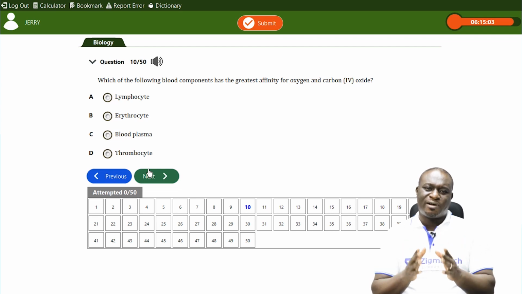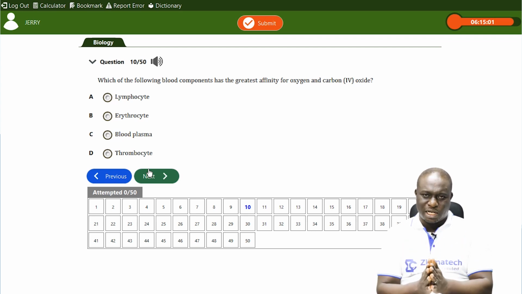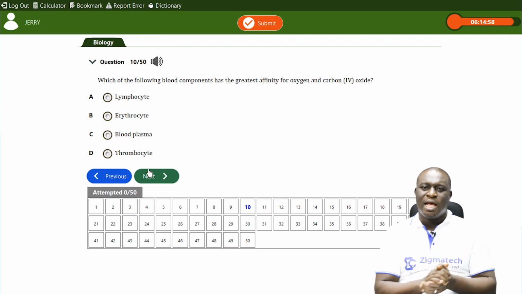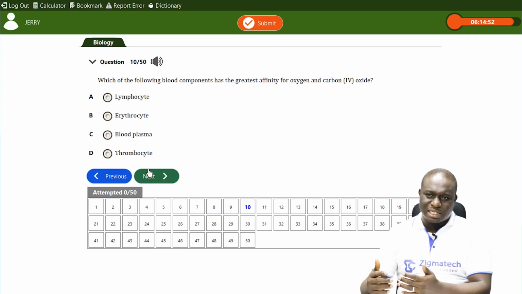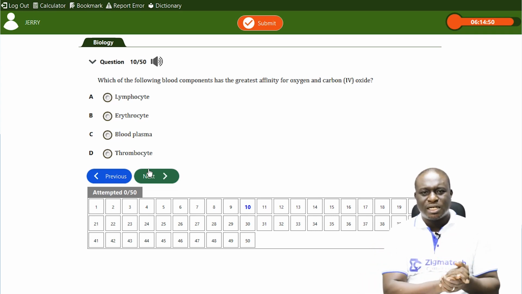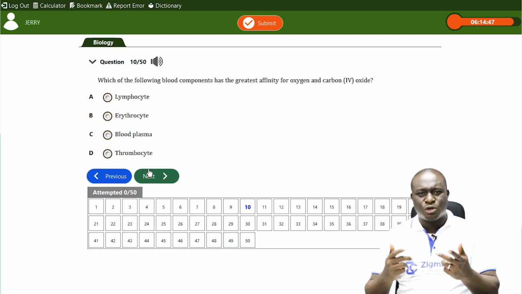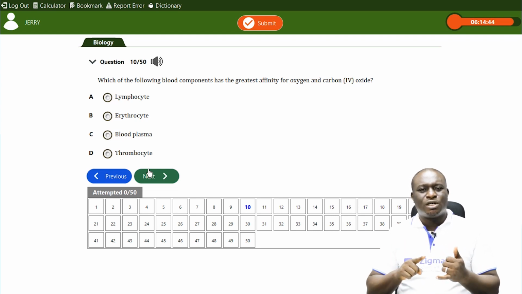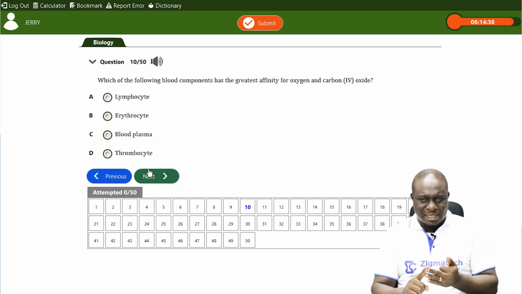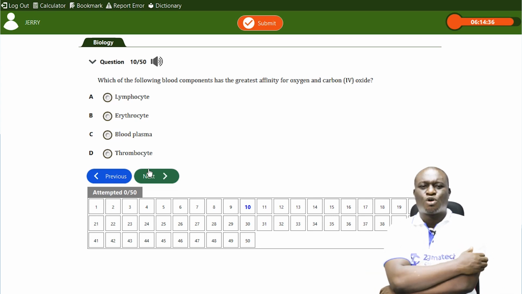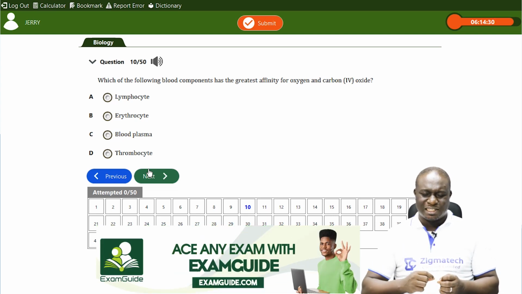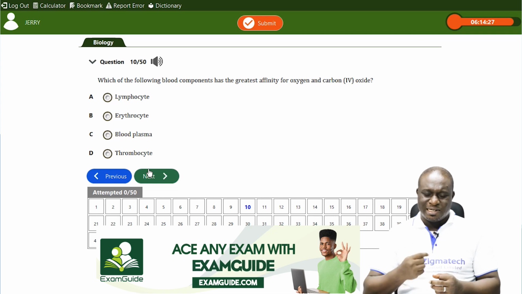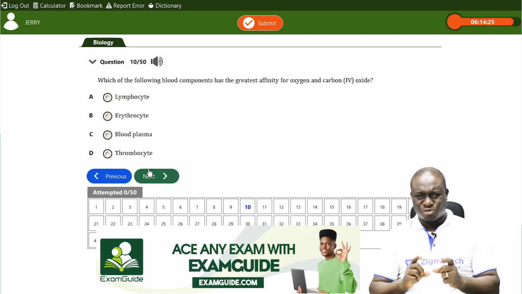Now, the blood is divided into 2 main parts or components. We have what we call the blood cells, and then we have what we call the blood plasma. The blood plasma is the liquid part of the blood. But the blood cells are also divided into 3 major types. We have the red blood cells, the white blood cells, and then the platelets. Now, the platelets are also called the thrombocytes. One of their major functions is clotting of blood. They aid the clotting of blood. They are rather small in size.